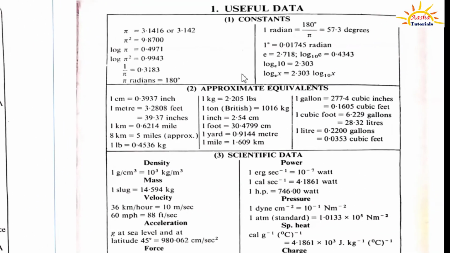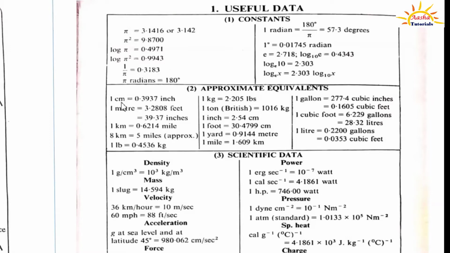On the next page, you find useful data is provided, where the values of some constants like pi, which is 3.1416, or generally taken as 3.142, are given. The relation between radian and degree is also provided. So like that, there are certain useful constants provided.